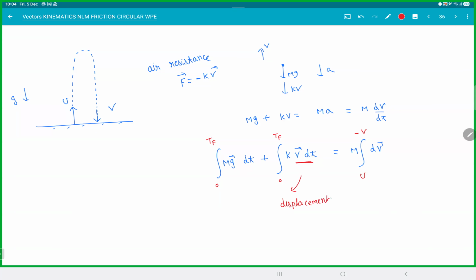And since you're throwing up, it comes back to the same point. What is the displacement? Zero. You're getting that? That integral v bar dt is displacement, and displacement is zero because you came back to the same point in time of flight.